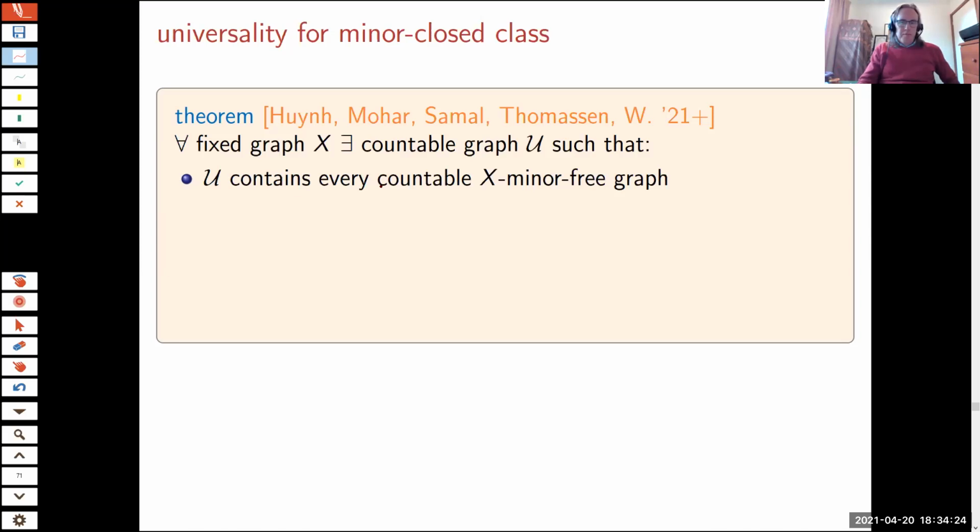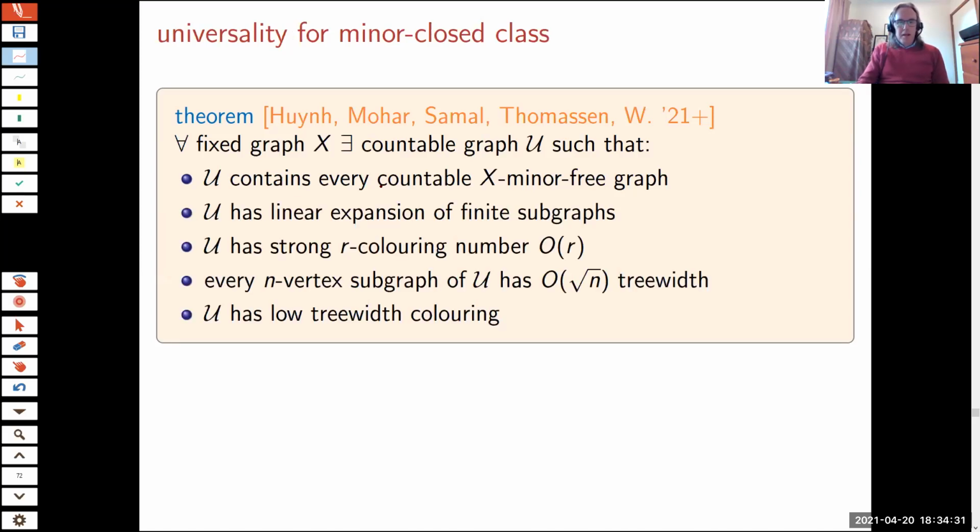It contains all the X-minor-free graphs. X is the excluded minor here. But it has all the other good properties that we said for planar graphs: linear expansion of finite subgraphs, linear strong r-coloring numbers. You get a separator theorem, so the tree width is root n for n-vertex subgraphs, and U itself has this low tree width coloring property. So these are many of the core properties of minor closed classes. And we have a single graph that contains the minor closed class, and it has all the core properties.